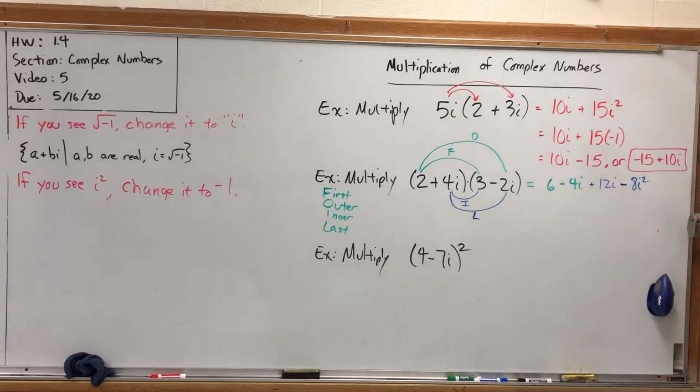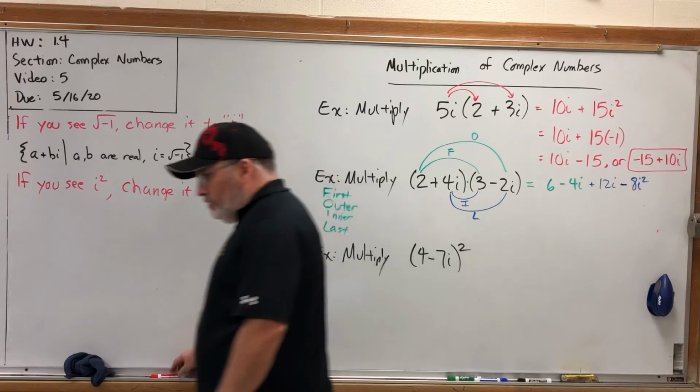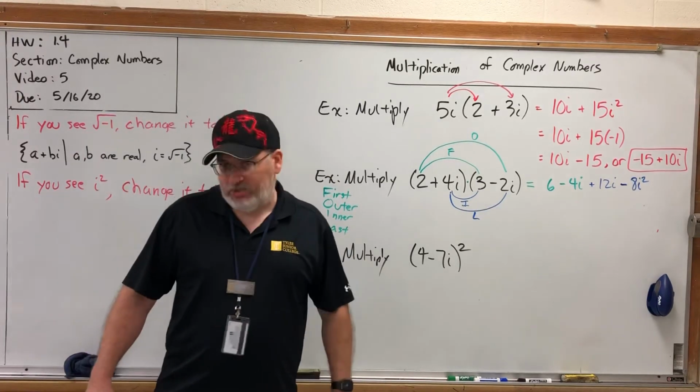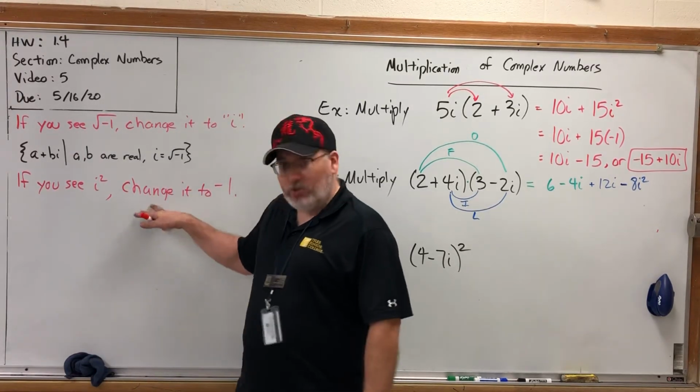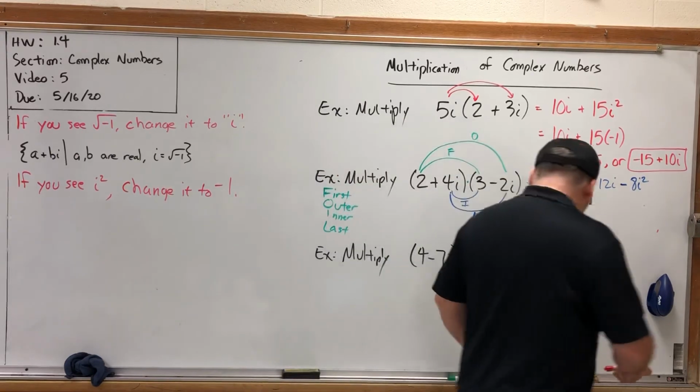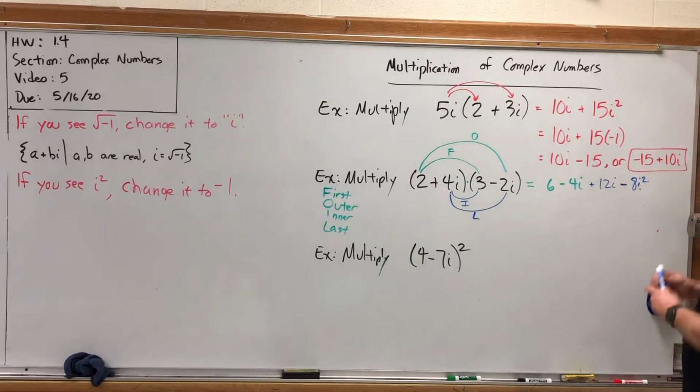Hey, we got a mess of terms, and we should really clean it up because we don't quite have standard form yet. Two things. Number 1, we've got like terms. And number 2, we've got an i squared. And if you see an i squared, you change it to -1. So let's clean this up real fast.